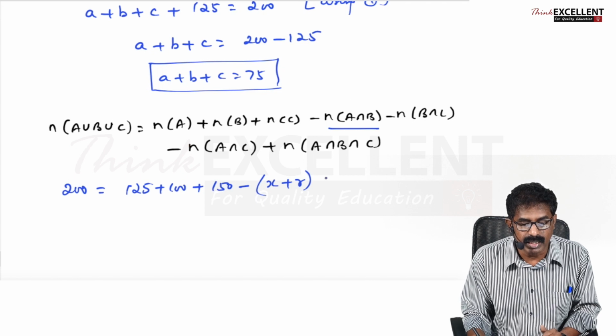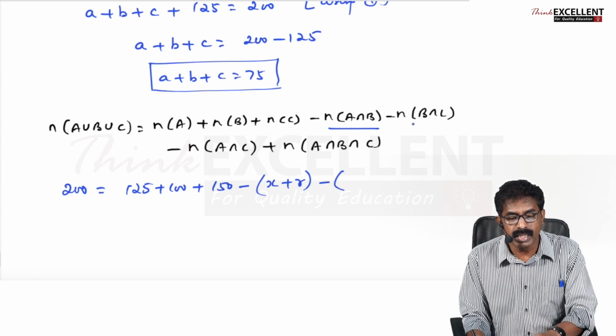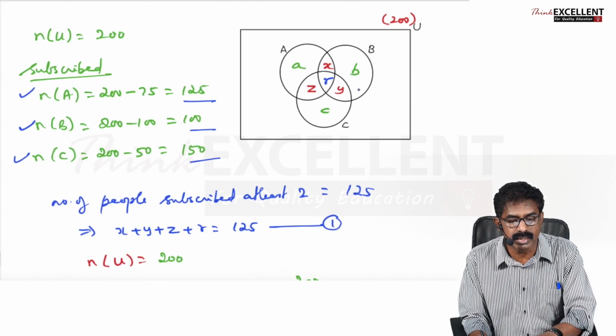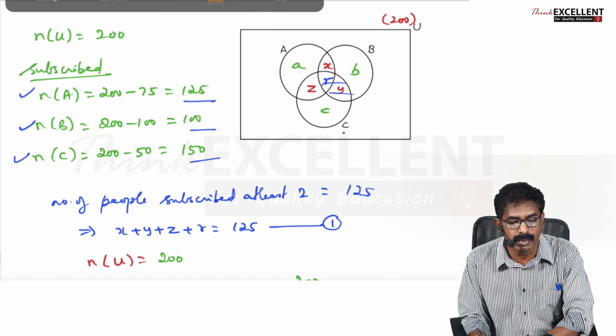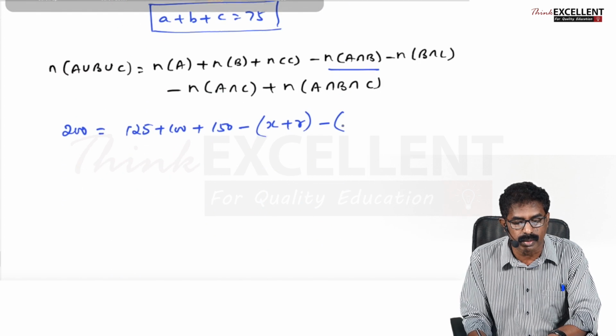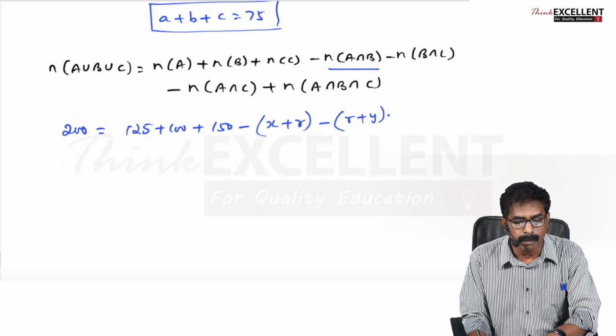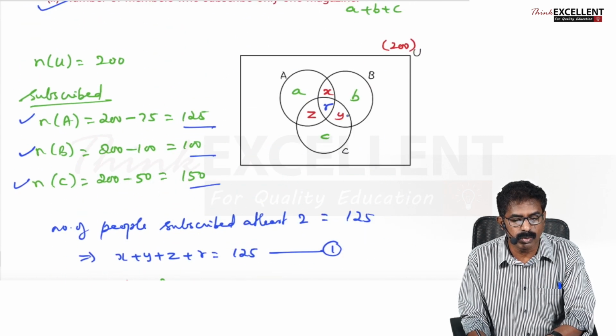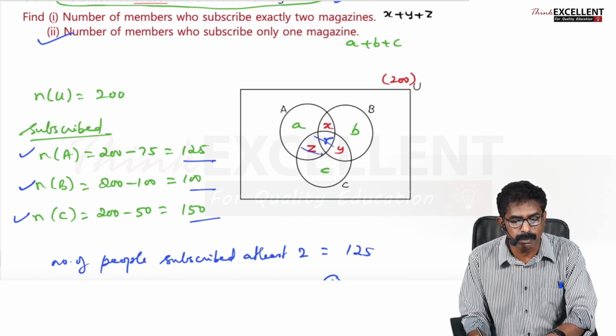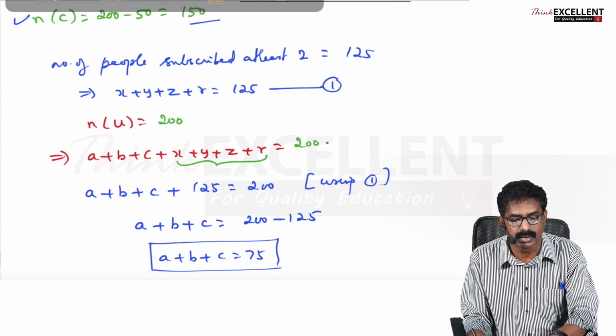You be very careful. Next is minus of B intersection C. B intersection C is this portion, right? Two numbers there: R plus Y. Then minus of A intersection C. See, what is A intersection C? This portion, R plus Z, right? R plus Z.